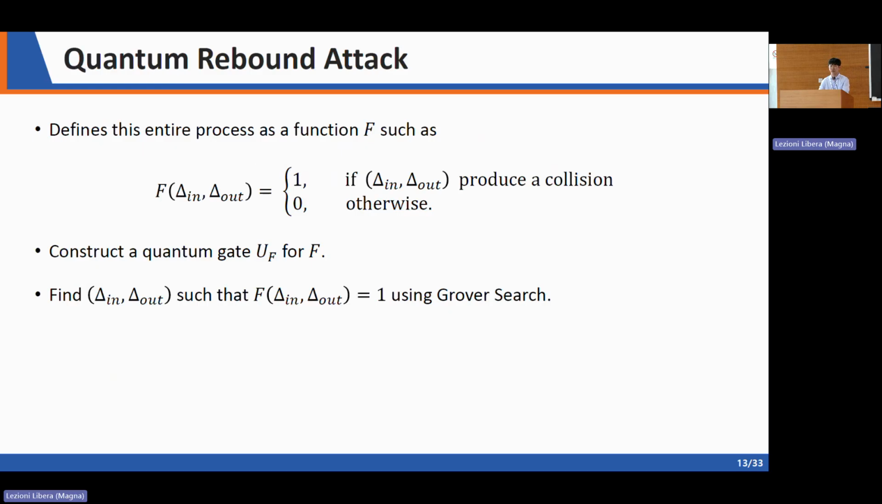For quantum rebound attack, it defines this entire process as a function f, and this function f takes delta in and delta out as input and outputs 1 if these delta in and delta out produce a collision after the inbound phase and outbound phase. Then we construct a quantum gate U_f for this function f, and find the input for f that outputs 1 using Grover search.